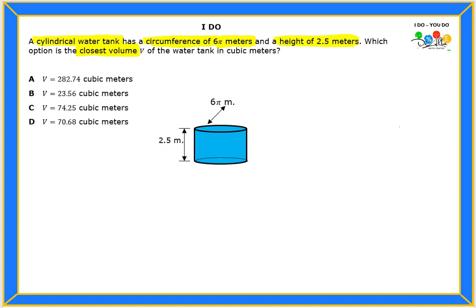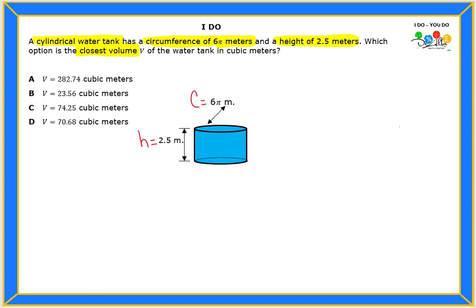So I do have some numbers already, but they have no labels. So the first thing I need to do is write the labels. So 2.5 is the height. Therefore, I am going to write down h equals 2.5. 6 pi is the circumference, so be careful with that. That's not diameter, that's not radius. So make sure you write down C equals, because that's your circumference, okay? And we'll talk about what circumference is in a minute.